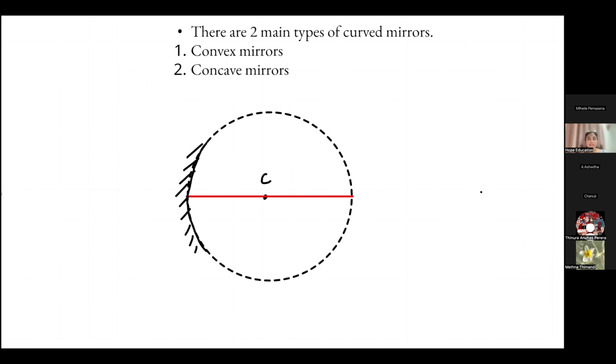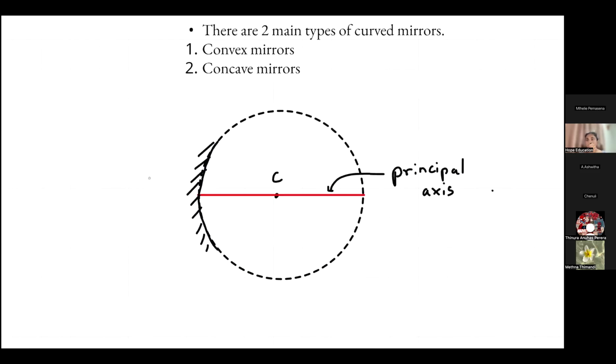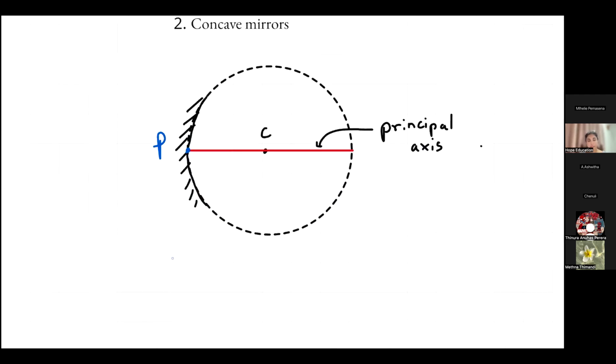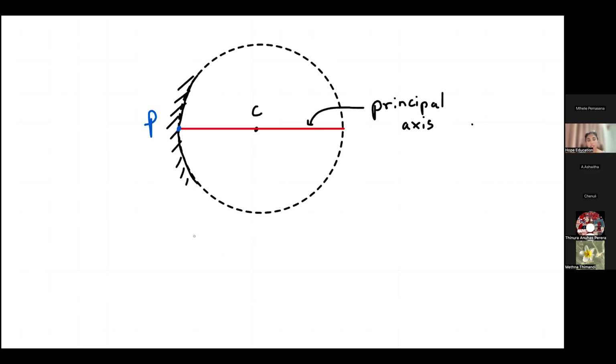එතකොට මෙතන, if you look at this, මෙන්න මේ මැදින් මම draw කරපු line එකට මම කියනවා principal axis කියලා. I call this line principal axis. Okay. And the point where the principal axis meets the mirror, I label it as P. P means pole. Right. මෙන්න මෙහෙම mirror එකට අපි කියනවා concave mirror. This is called a concave mirror.